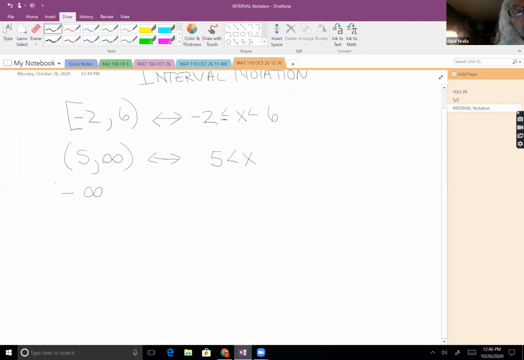Likewise, if I had the interval from -infinity to, let's say 1, this time there isn't a smallest value, but the largest value is 1. So I'm saying that x is less than 1. Because it's square, it can be equal. Everybody all right?